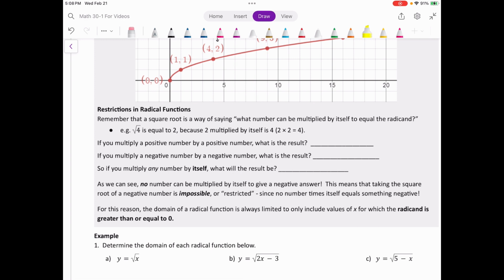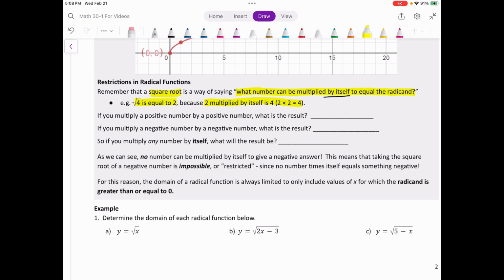Don't forget, a square root is a way of saying what number can be multiplied by itself to equal the radicand, right? Again, the square root of 4 is 2. Why? Because 2 times itself is 4. 2 times 2 is 4. 2 squared is 4, so the square root of 4 is 2. Okay, so when we're dealing with a square root, what we're really saying is what could I multiply by itself to give 4? That's going to be key for understanding where these restrictions come from.